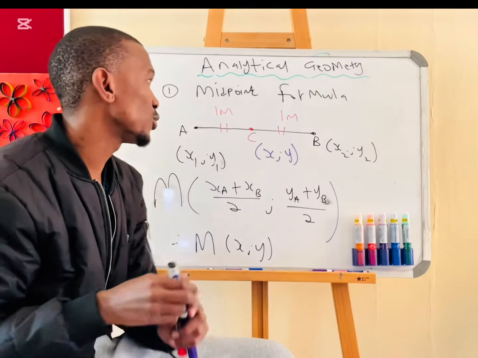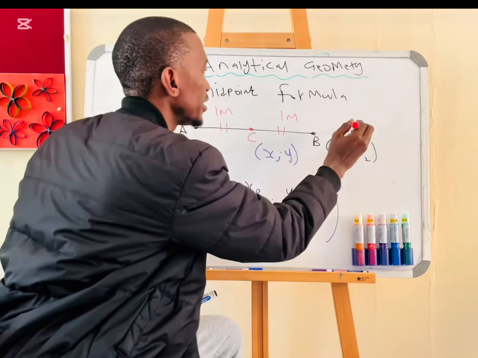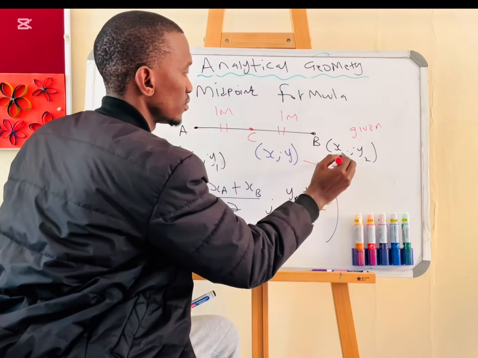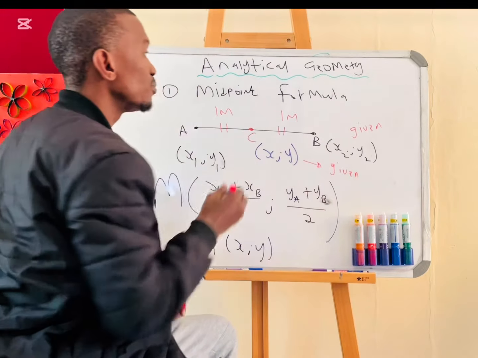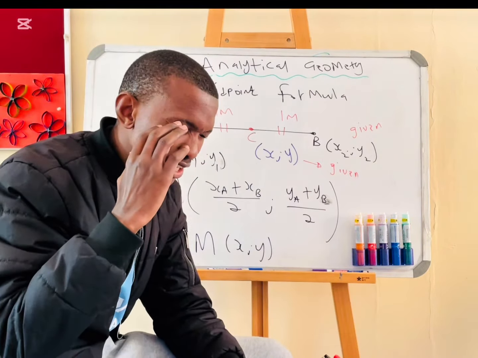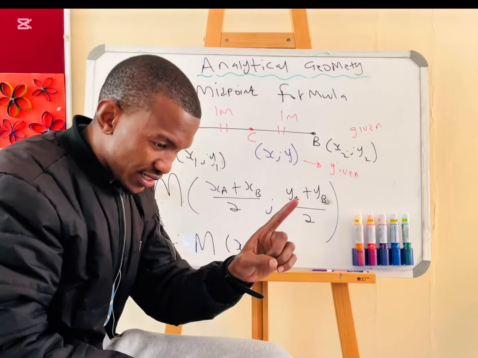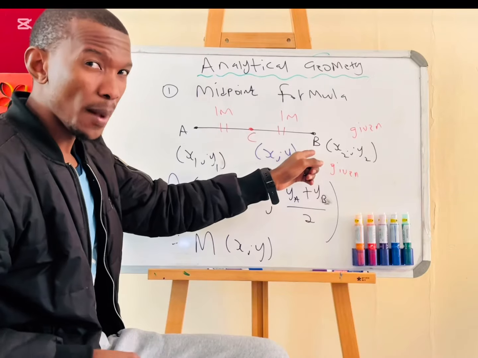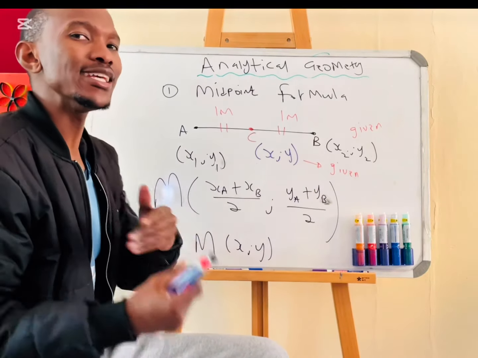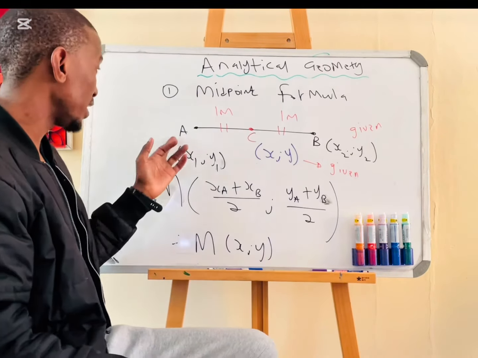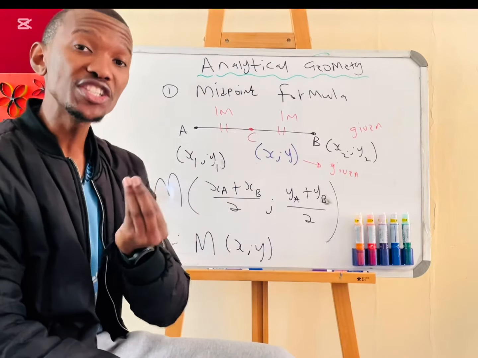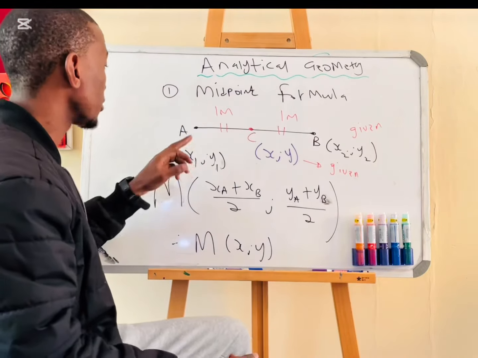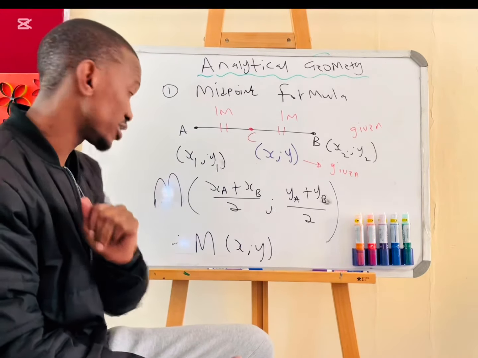Sometimes they can say this to you. You are given the points of B and also given the midpoint. Please bear this in mind with me. You are given the midpoint between A and B. You are also given a point of B, but you are not given A, meaning A is unknown. The coordinates of A are unknown. So how can you determine, or how can you calculate the points of A? This is what you do. This is the formula that you guys must use.